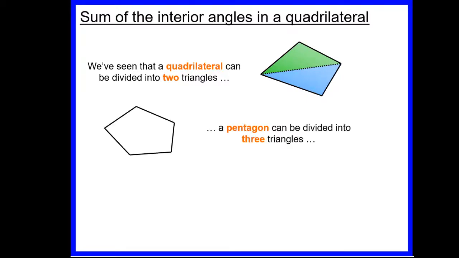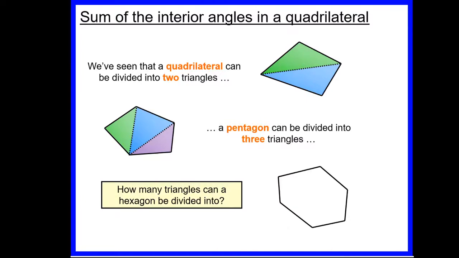A pentagon can be divided into 3 triangles. So when we're dividing into triangles, we start with one corner, one vertex, and draw our radiating lines from there to create these triangles. So what about a hexagon? How many triangles could we divide that into?